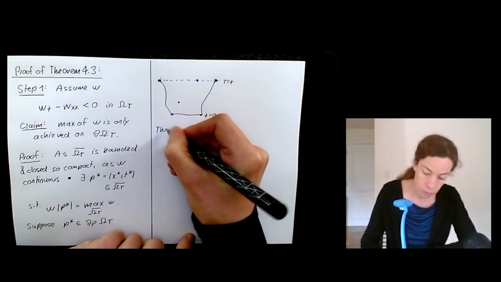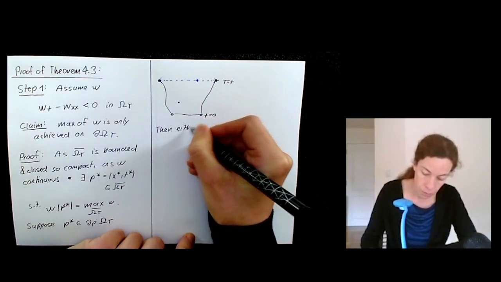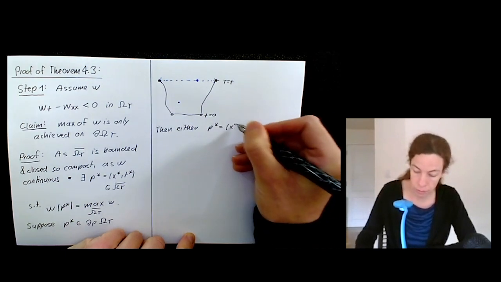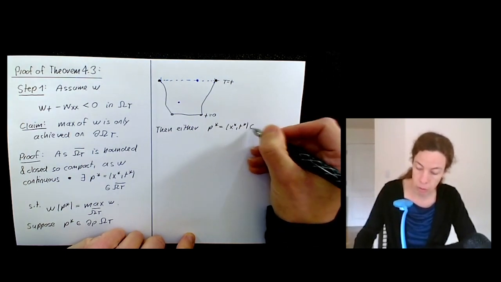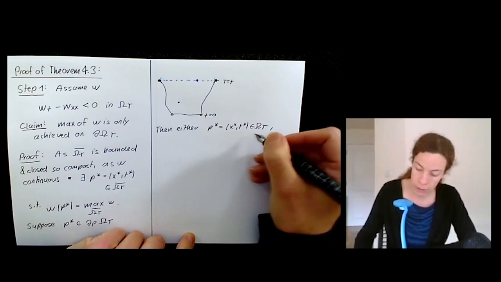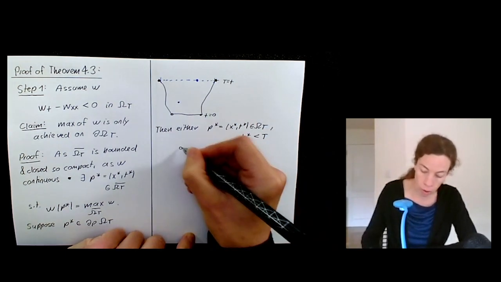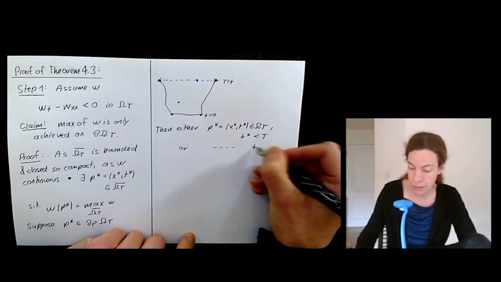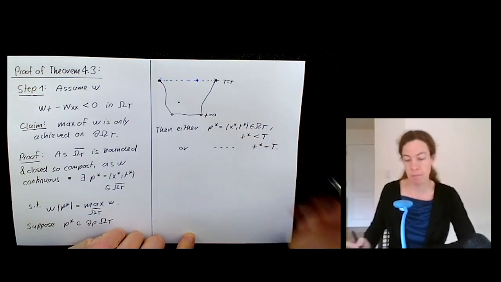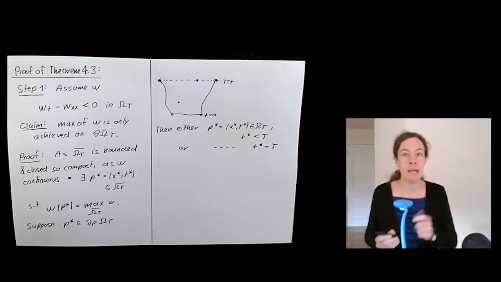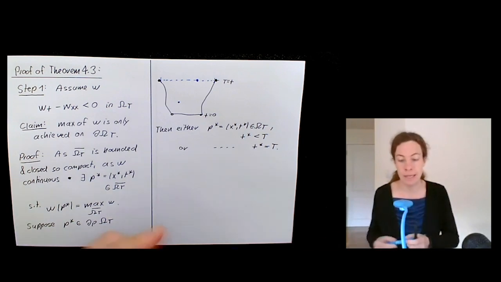Then either I know that P star is given by some (X star, T star) in my domain omega t, where T star is less than capital T, or I have the same thing, but T star is equal to capital T. Now, in both situations, there's one thing which is the same, and that's that I can move towards both the left and the right in X direction.